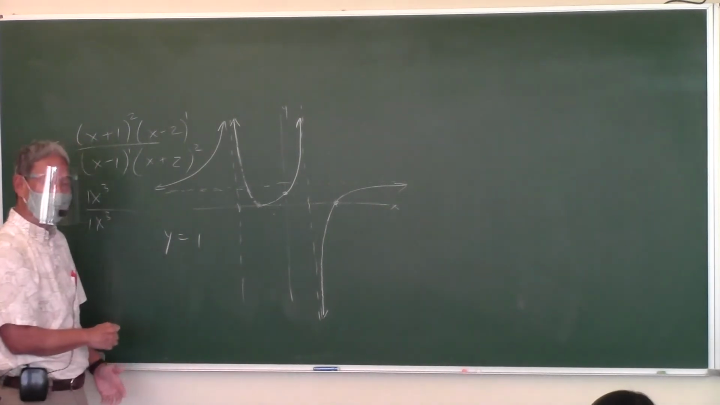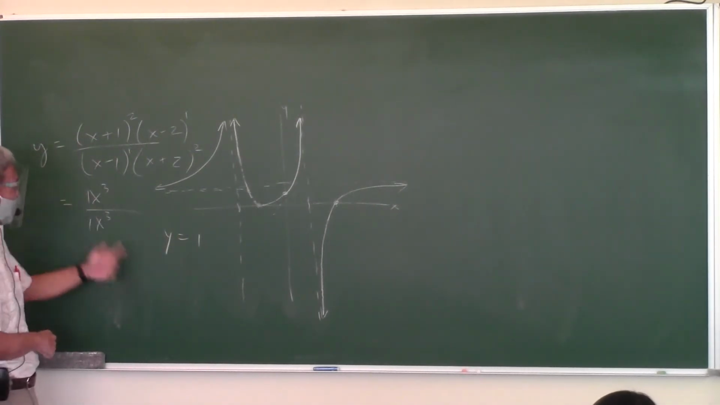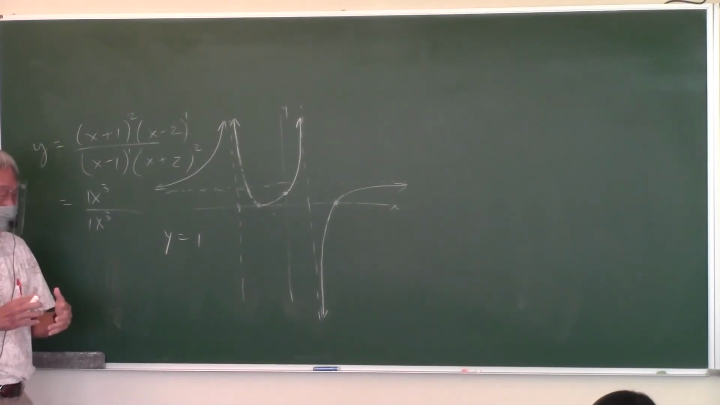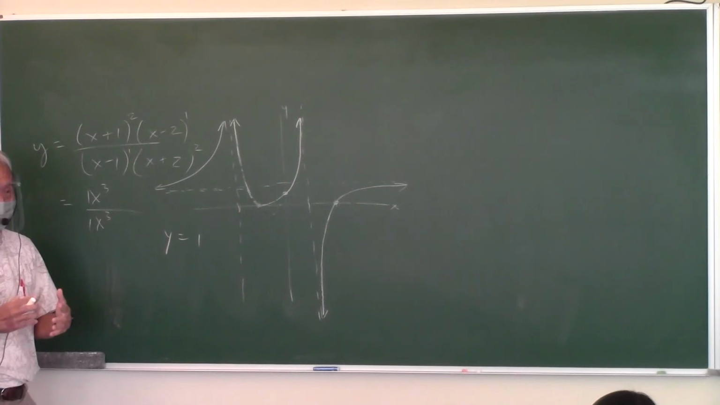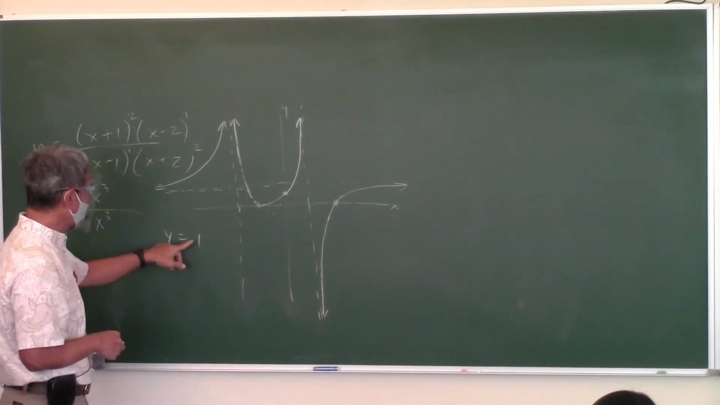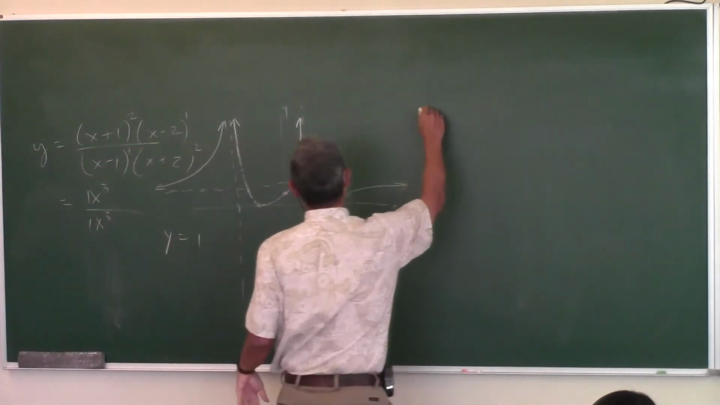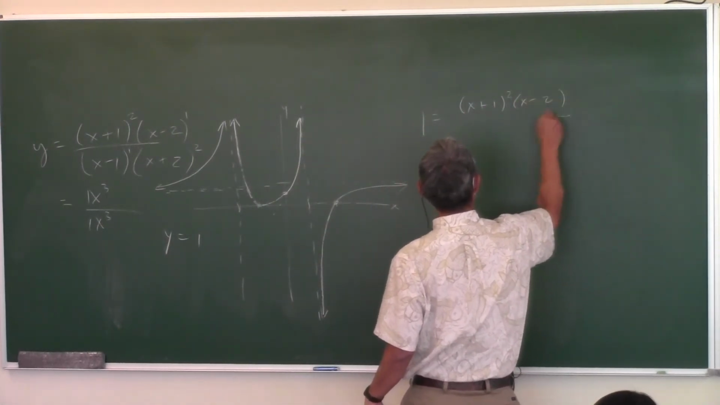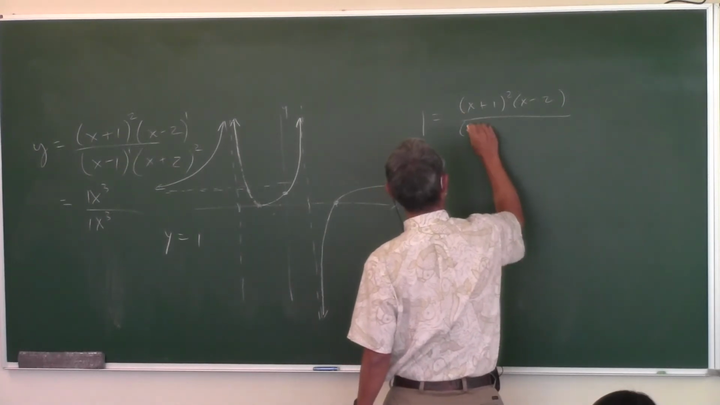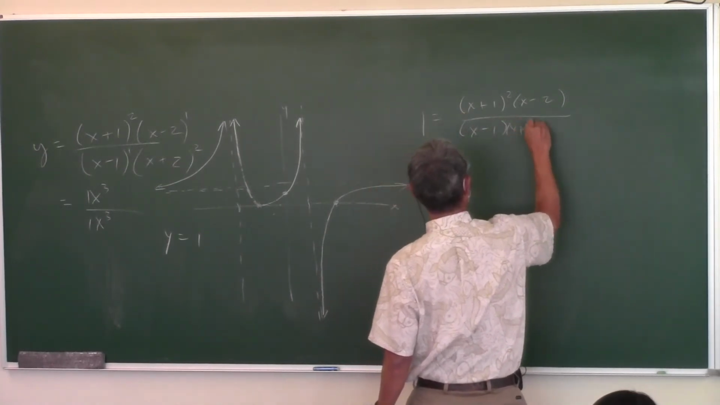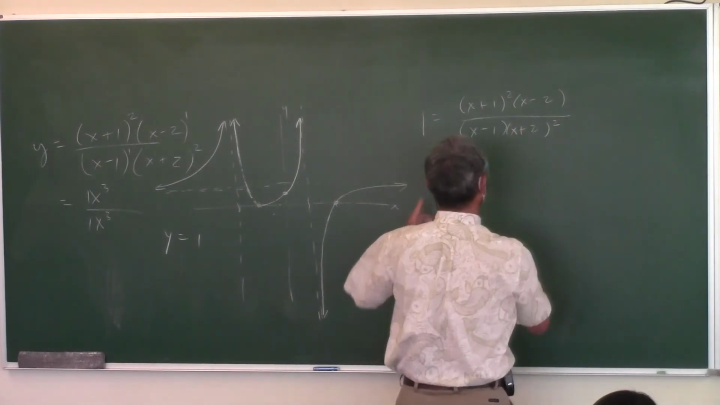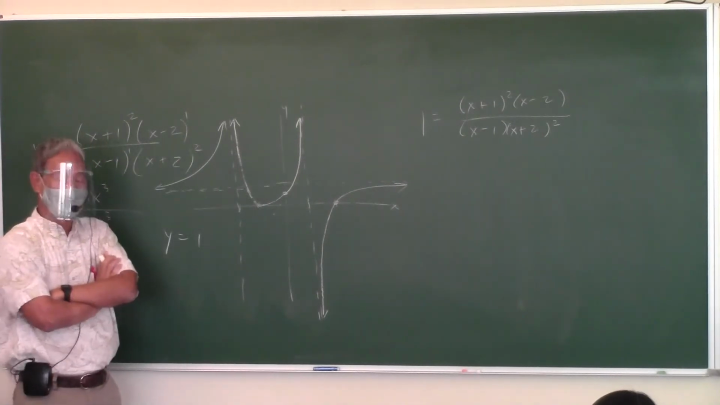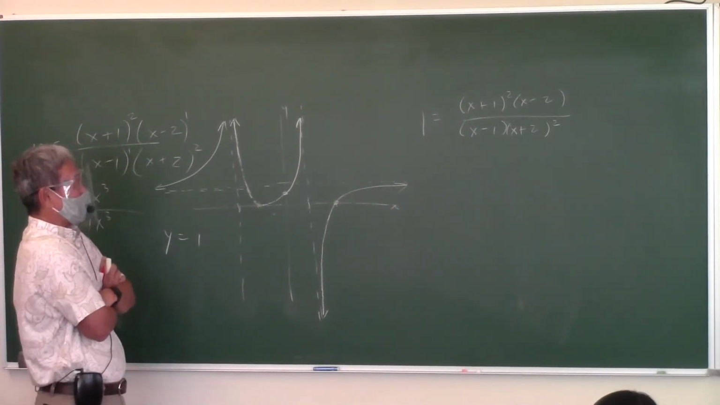y equals 1, right? So here's the equation of the graph. Here's the equation of the asymptote. How do you figure out where they intersect? It's called substitution. Since y equals 1, just substitute it in. 1 equals (x plus 1) squared times (x minus 2) all over (x minus 1) times (x plus 2) squared. If you solve this equation, that will tell you the 2 times it crosses the horizontal asymptote. Okay, let's actually do it.